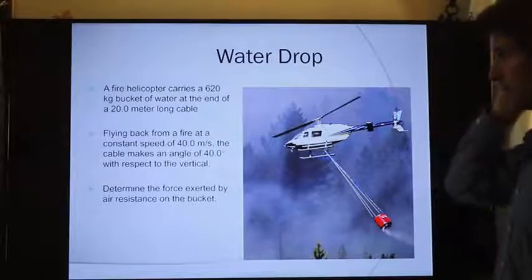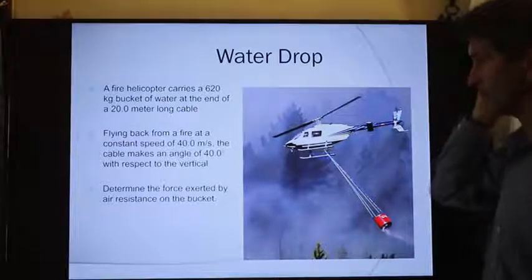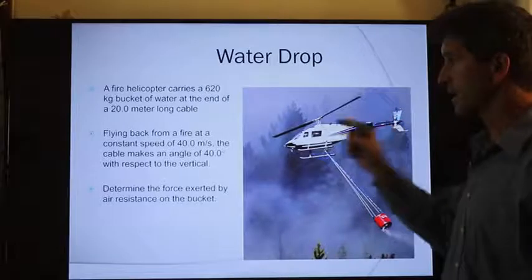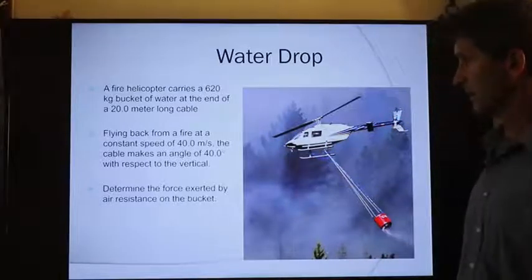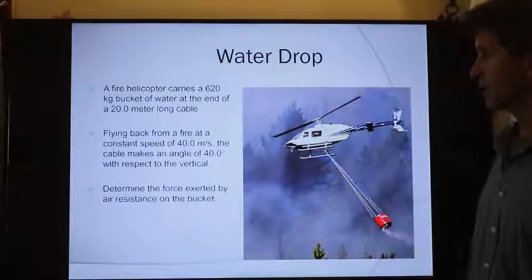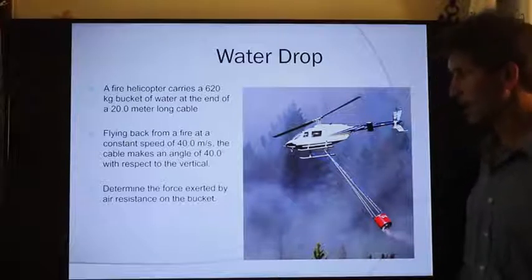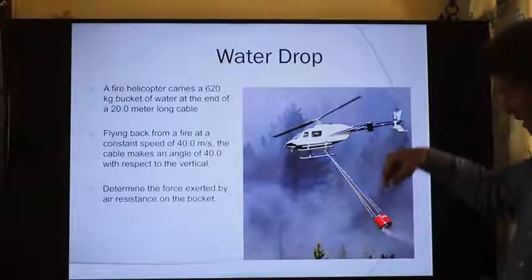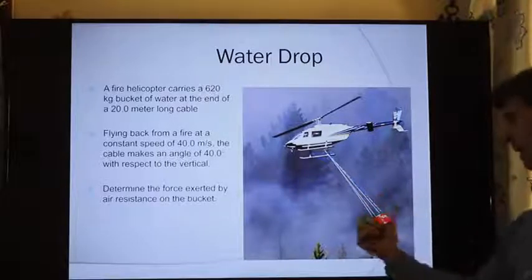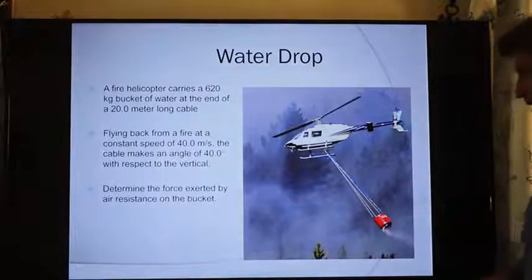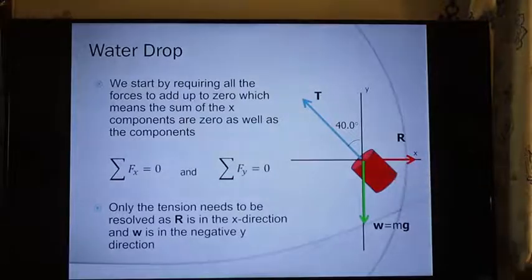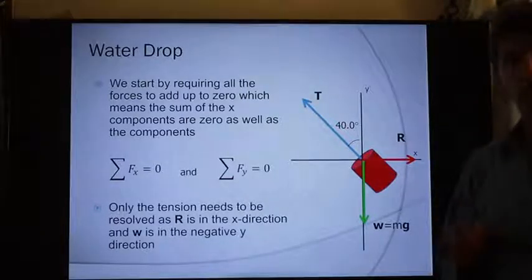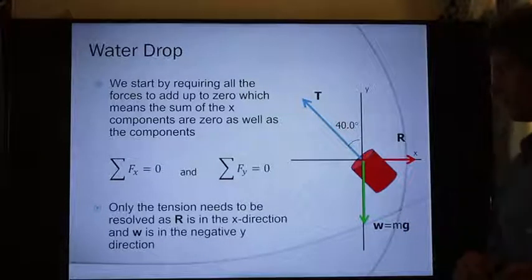At the end of a 20-meter cable, flying back from the fire at a constant speed of 40 meters per second, the cable makes a 40-degree angle with respect to the vertical. Determine the force exerted by the air resistance. So I have tension pulling up here, I have weight pulling down, and I have the air resistance pushing in the x direction. So there's my free body diagram. Right there is the hardest part of the whole problem.